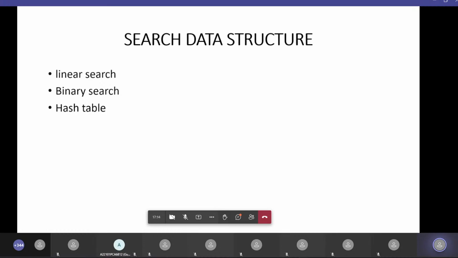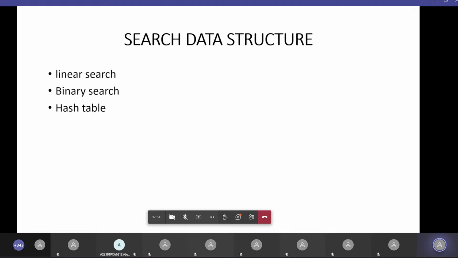For linear search, I have only the numbers 1 to 10. I'm searching for 11, so I'll be comparing with each element, checking whether they are equal or not. 11 will not be there because we have the elements only 1 to 10. So the search is unsuccessful. This is a linear search.